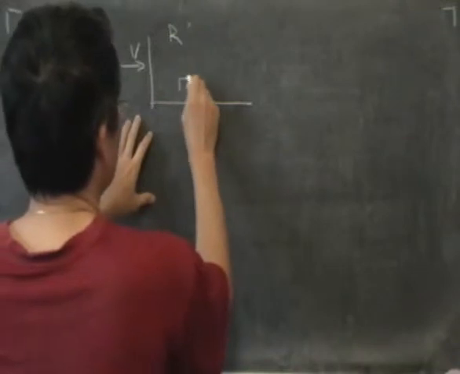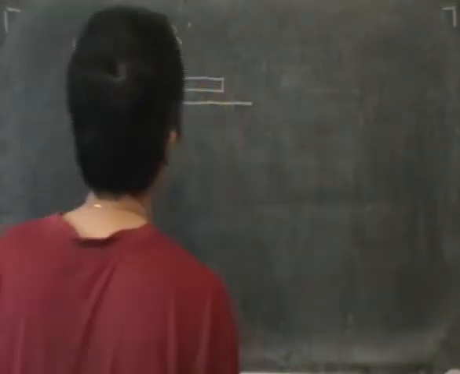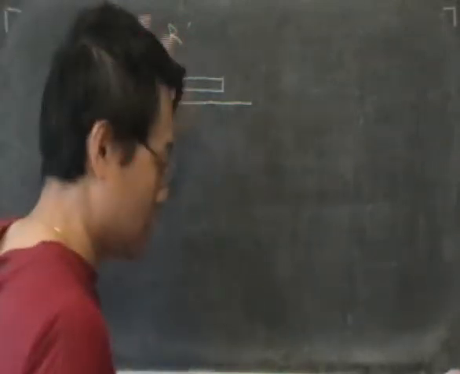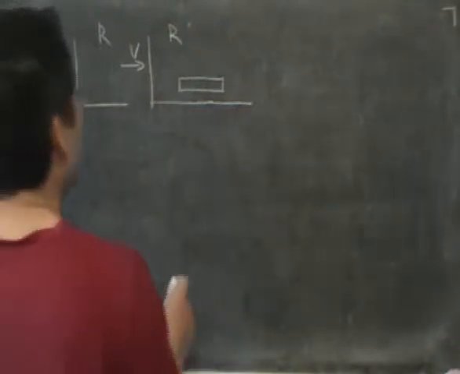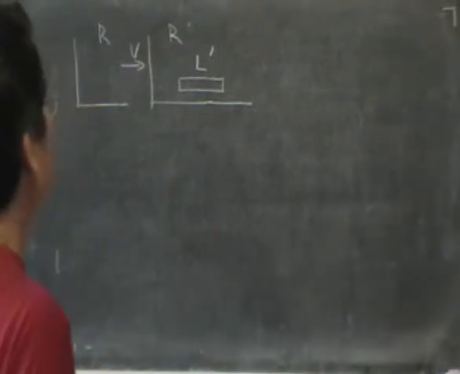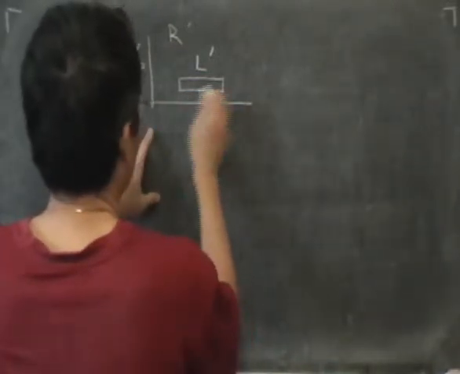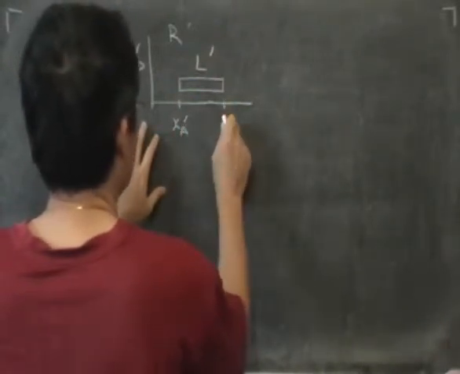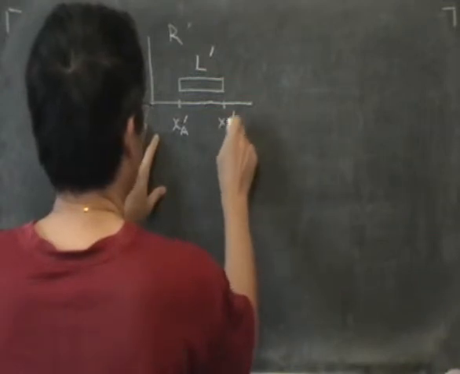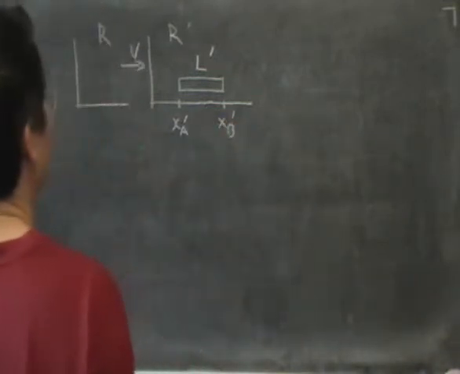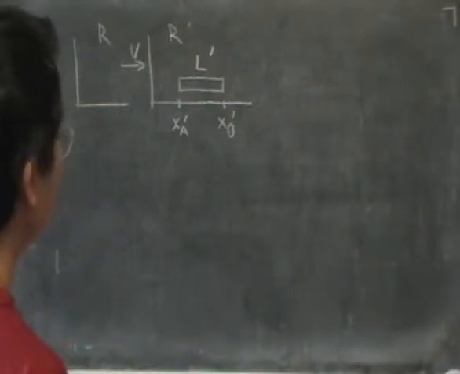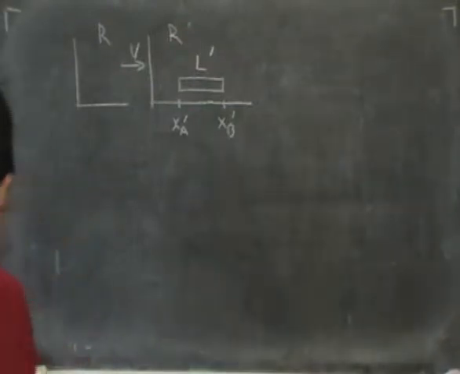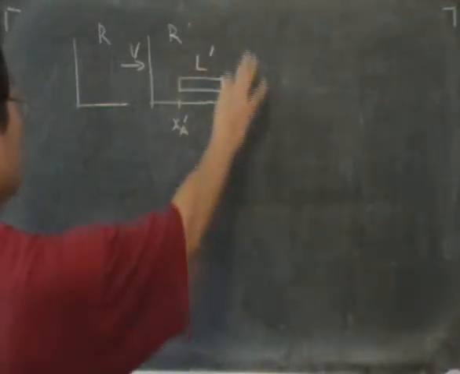Now suppose I have a ruler in this frame of reference. That means that this ruler is at rest relative to the observer here. And suppose that the ruler has a length L. Now the two ends of the ruler, suppose that the coordinates are xa prime and xb prime. So as far as this observer is concerned, that's what he sees.